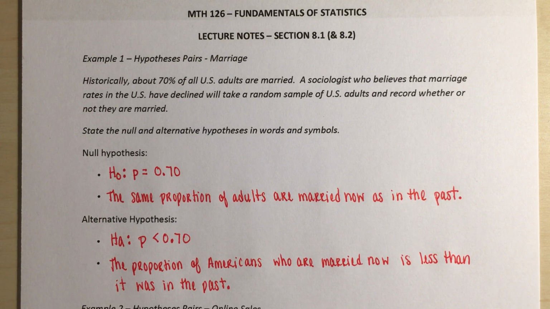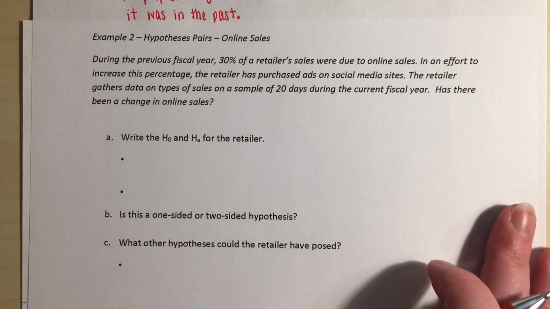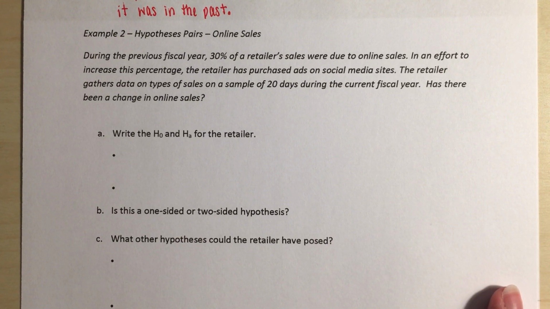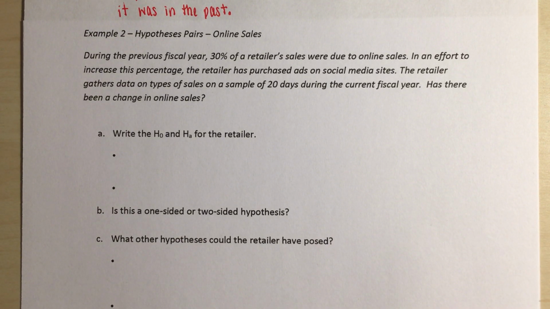All right, so let's look at another example of our pairs of hypotheses. During the previous fiscal year, 30% of a retailer's sales were due to online sales. In an effort to increase this percentage, the retailer has purchased ads on social media sites. The retailer gathers data on types of sales on a sample of 20 days during the current fiscal year. Has there been a change in online sales? We're asked to write the null and alternative hypothesis for the retailer.